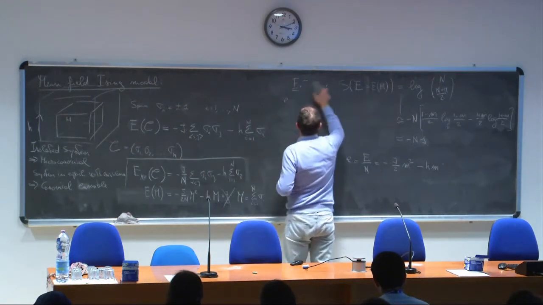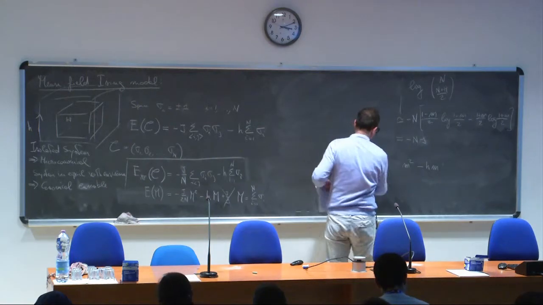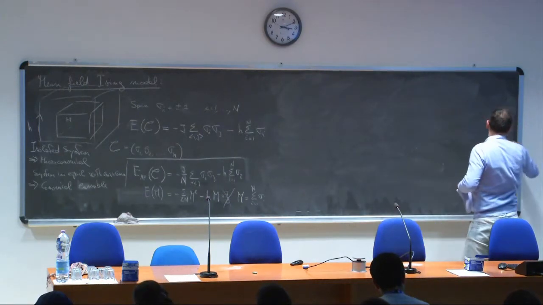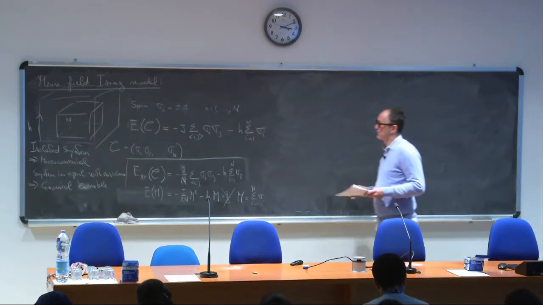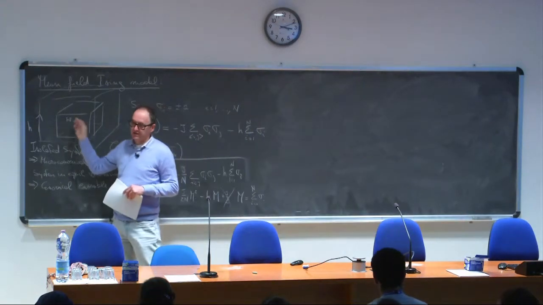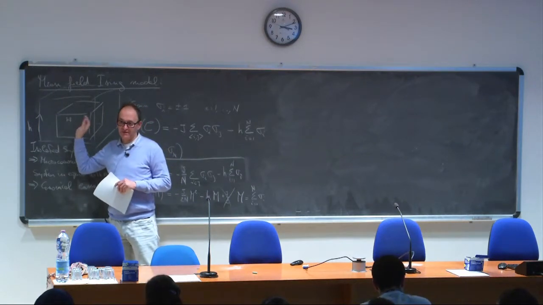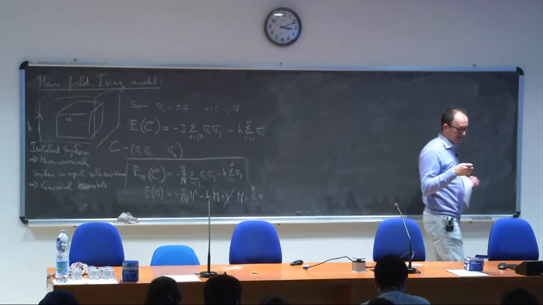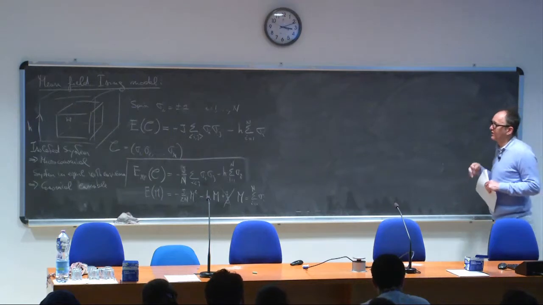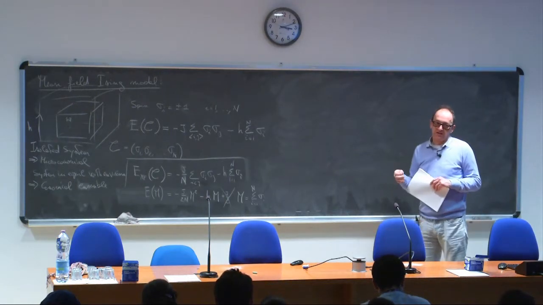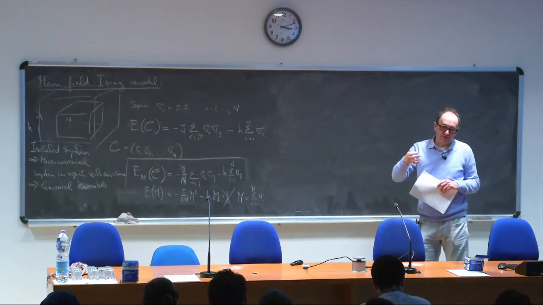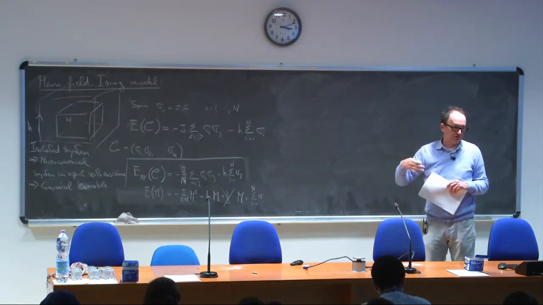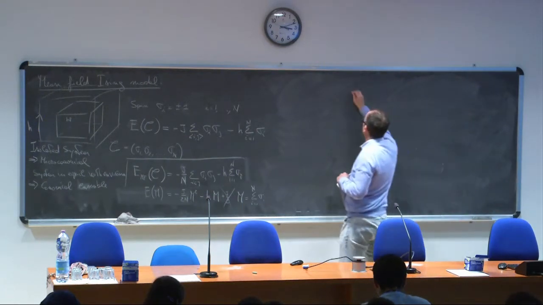In the canonical ensemble instead, what we say is that our system is not isolated, but it is in contact with the external environment. And since it is in contact with the external environment, it exchanges heat. And so the energy is not fixed. But essentially, at the equilibrium, the average energy will be fixed. The expected value of the energy will be fixed.